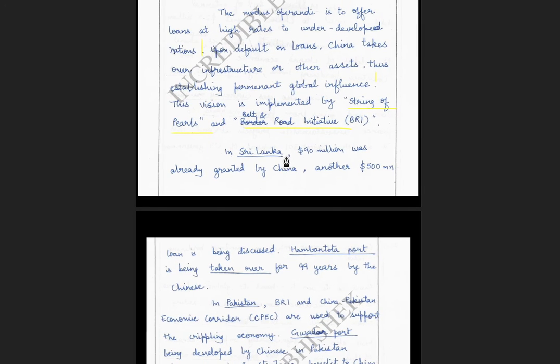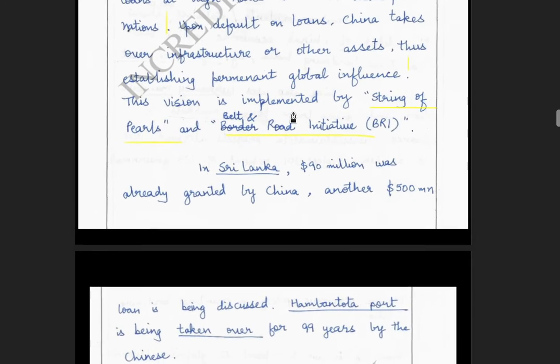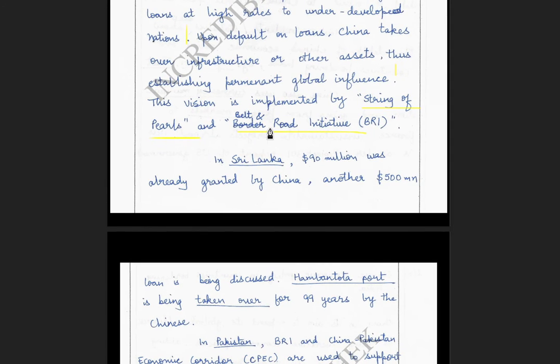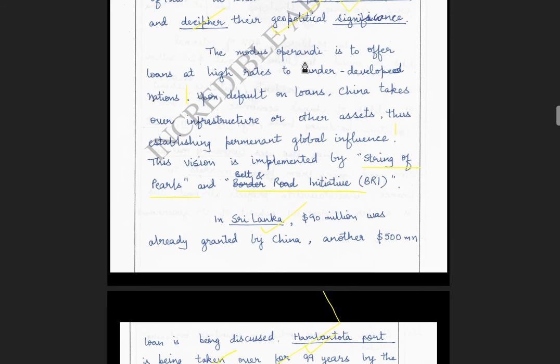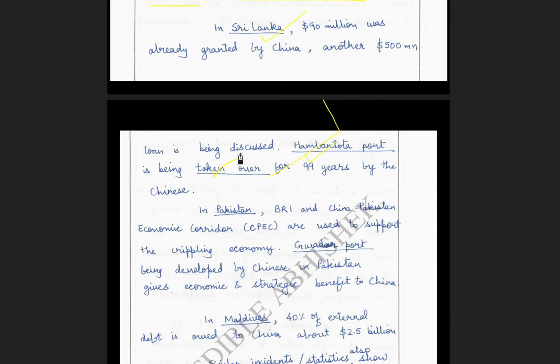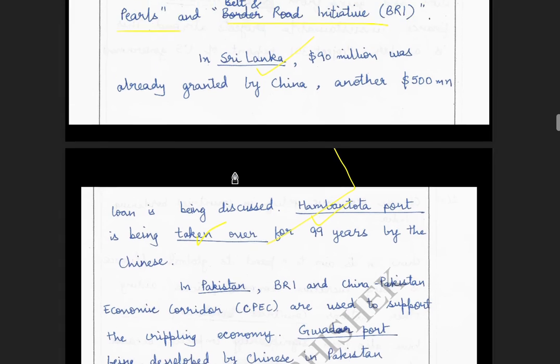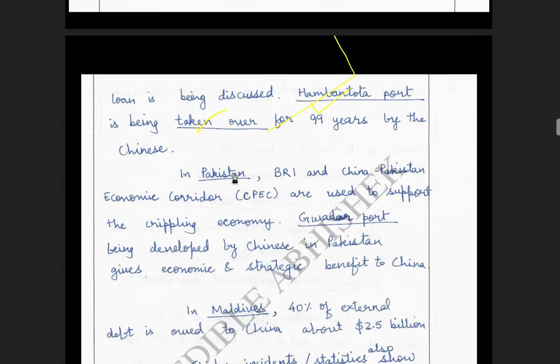Now you see, even if the examiner does not read anything, he will see Sri Lanka, he will see Hambantota port, he will see taken over. When he connects these three things, he will realize that okay, the modus operandi this candidate explained earlier is being shown over here. That is why Sri Lanka is the first example, not the later ones.